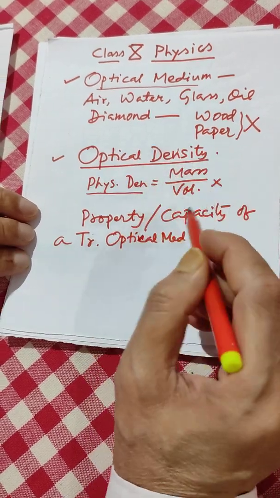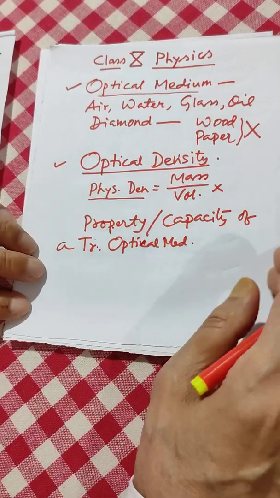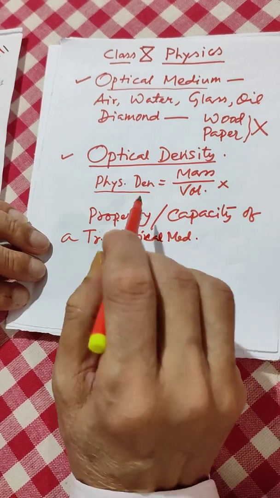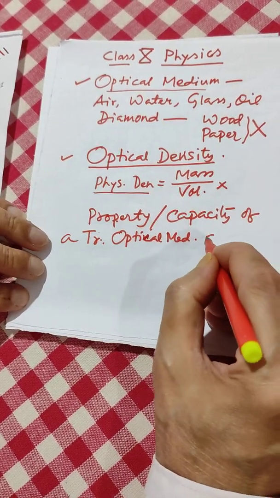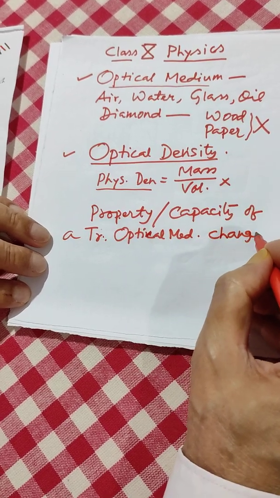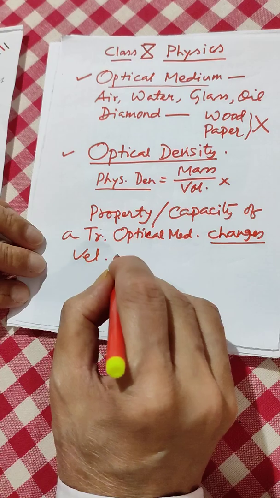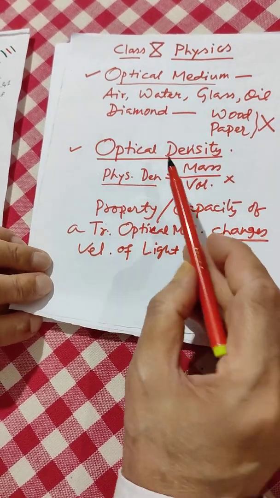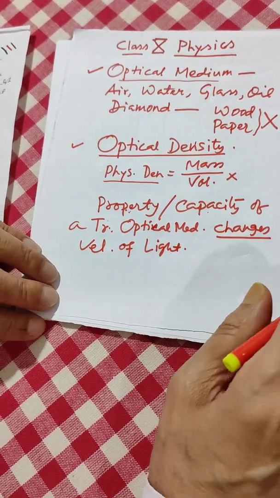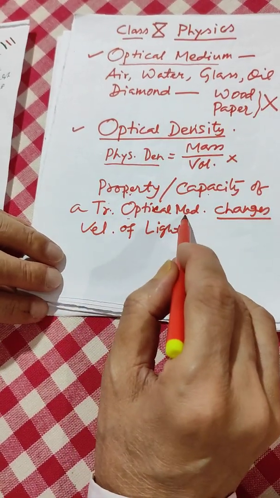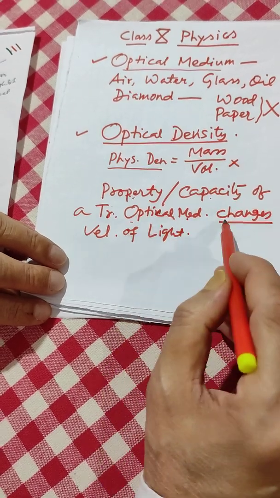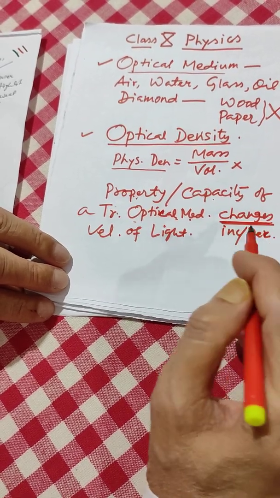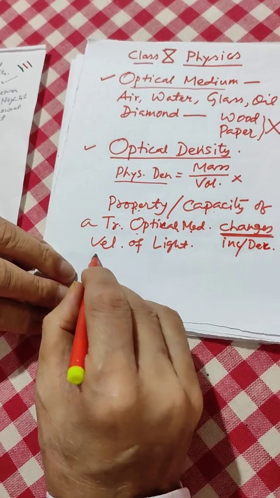So optical density is the property or capacity of a transparent optical medium, by virtue of which the optical medium changes the velocity of light passing through it. Changes the speed or velocity of light passing through it. Changes means it can increase or decrease the velocity of light.